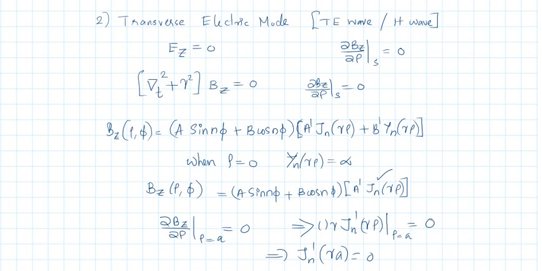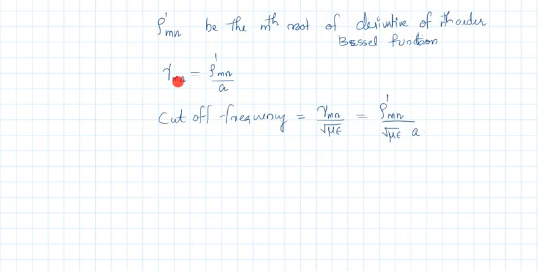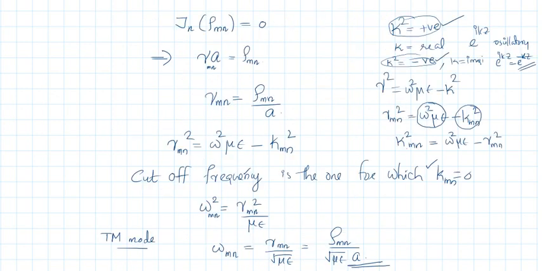Because here there is a derivative. Then I can write gamma mn as rho prime mn by a, and the cutoff frequency is gamma mn by root mu epsilon, and that is nothing but rho prime mn by root mu epsilon into a, where a is the radius of the cylinder. So the cutoff frequency for TE mode contains rho prime, that is the mth zero of the derivative of the nth order Bessel function. The cutoff frequency for TM mode is rho mn by root mu epsilon into a.